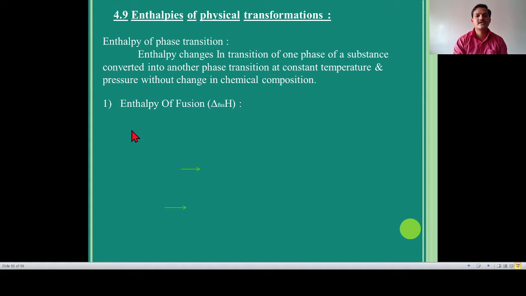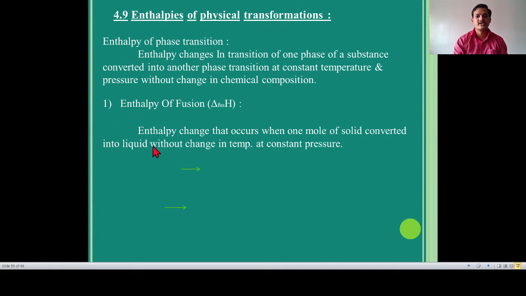The first point here is enthalpy of fusion. Let us start with the definition. The enthalpy change that occurs when one mole of solid is converted into liquid without change in temperature at constant pressure. It means we have to convert one mole of solid into its liquid phase without change in temperature at constant pressure. The exact meaning of fusion is melting. So conversion of solid into liquid is observed here at constant temperature and pressure.